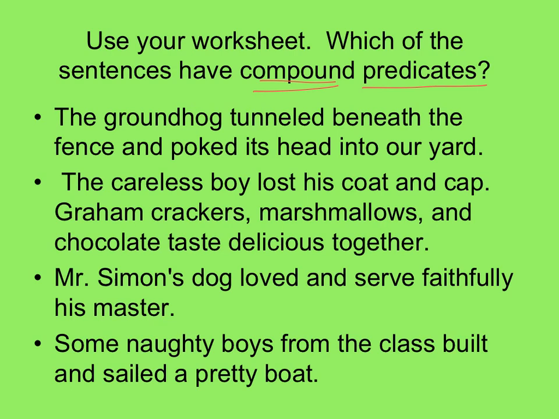The first one said, the groundhog tunneled beneath the fence and poked its head into our yard. Tunneled is the action word that starts the predicate, but I need to make sure that there's two actions. I can see that he tunneled beneath the fence. Oh, and he poked its head into our yard. So I have two actions here, so I can circle this compound predicate.